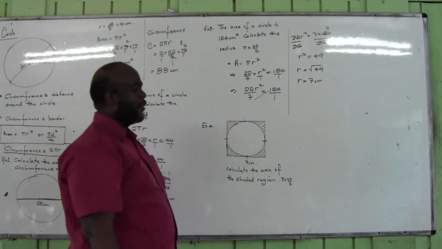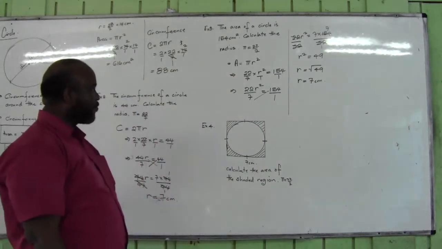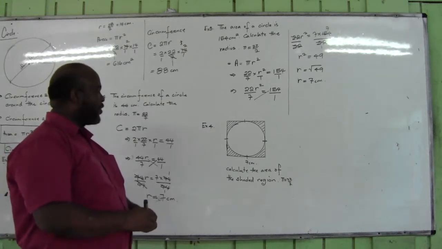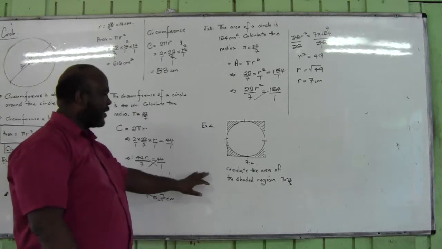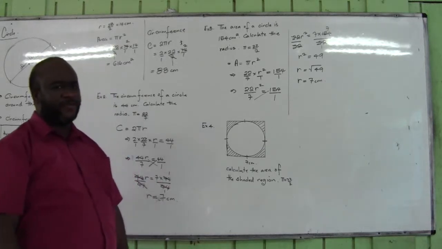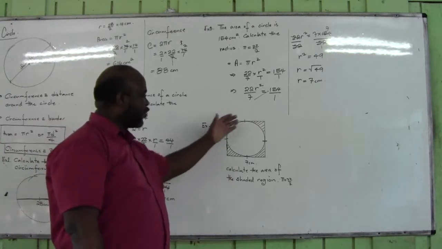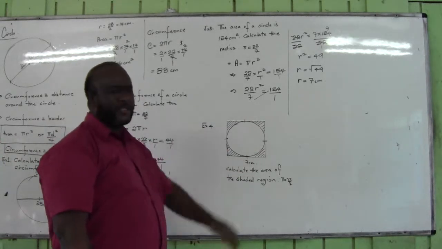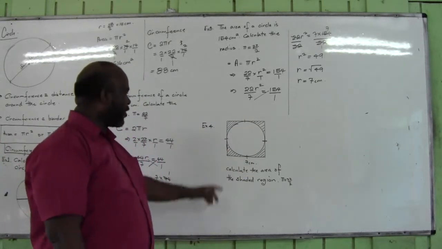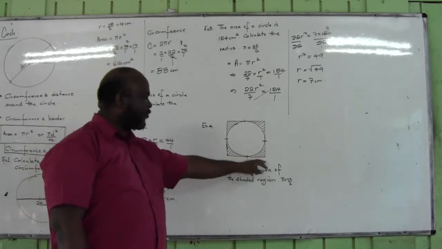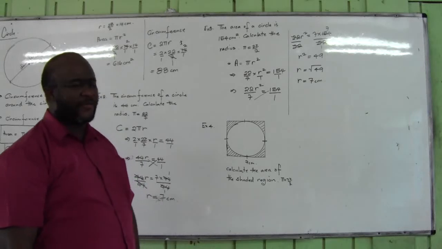Alright. Remember the procedure? Last question, question number 4. In question number 4, we're asked to calculate the area of the shaded region. If you look carefully, you see that what they started out with was a square. I know it's a square because all the sides are equal. The angles here are right angles. It is a square.